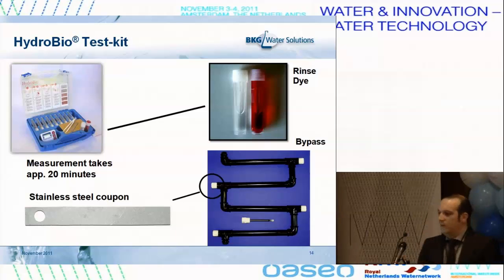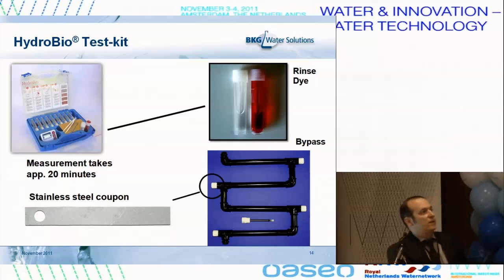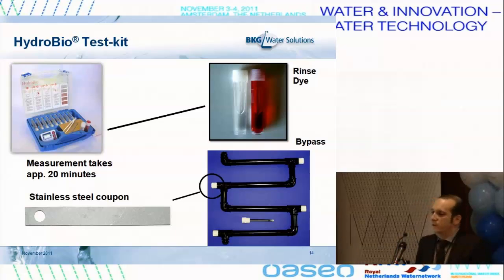So we developed this test kit, which in fact has 10 coupons inside. Then there's inside a washing solution, a red color solution, and some spare parts. And you can use it by taking one of these coupons. You put it in bypass in one test rack. And after 14 days, you take it off. You put it 2 minutes in the washing solution, 15 minutes in a coloring solution, and then you have a colored coupon.